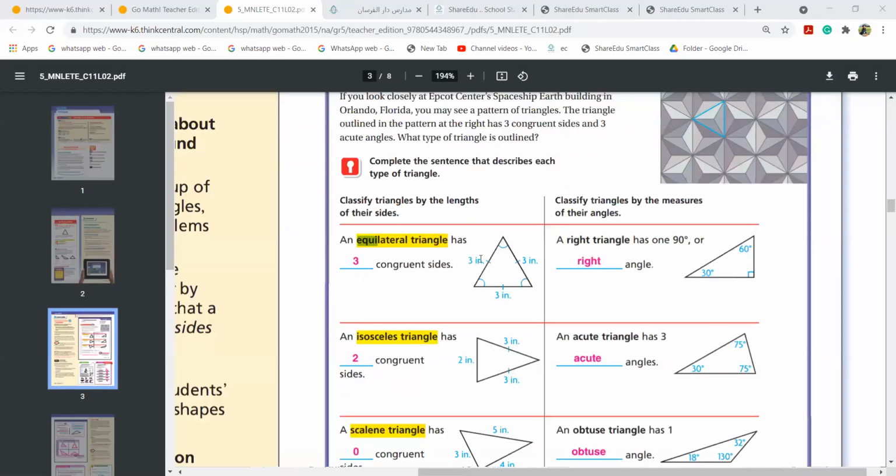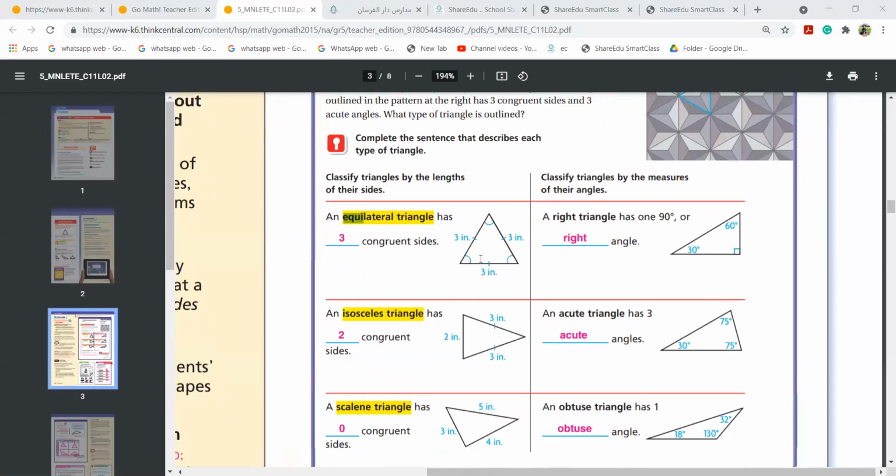So this is an equilateral triangle. If three sides are equal, it's an equilateral triangle. If two sides are equal, it's an isosceles triangle. If one angle is exactly 90 degrees, it's a right triangle.